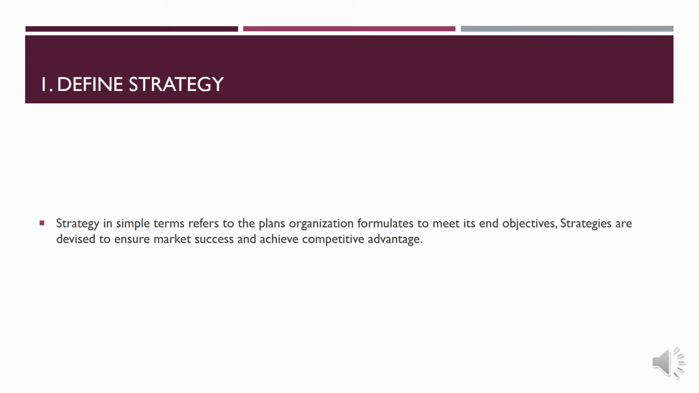Define strategy. Strategy is an action that managers take to attain one or more of the organization's goals. Strategy can also be defined as a general direction set for the company and its various components to achieve a desired state in the future. Strategy results from the detailed strategic planning process.